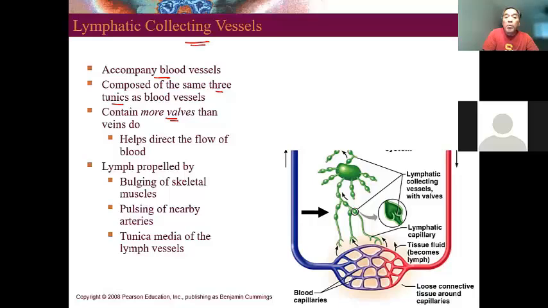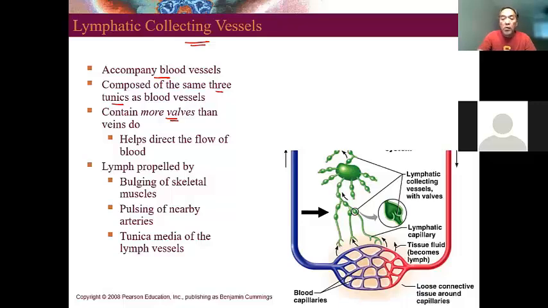Now, lymph is propelled the same way as the veins by the bulging of skeletal muscles. So whenever you walk, you actually squeeze the veins to push the blood back to the heart. You also push the lymph back to the subclavian vein. Okay, so the pulsing of nearby arteries also allows this to be pushed up. Okay, and the lymphatic vessels have a tunica media that allows them to squeeze. Okay, so this is the structure of our collecting vessels.